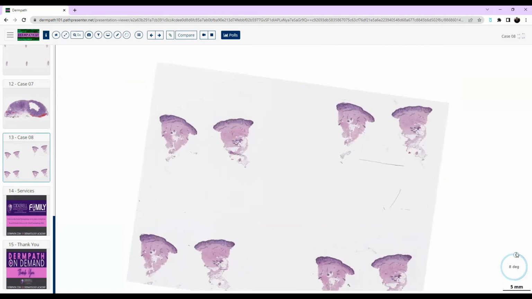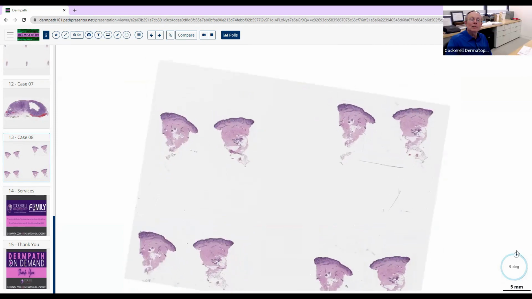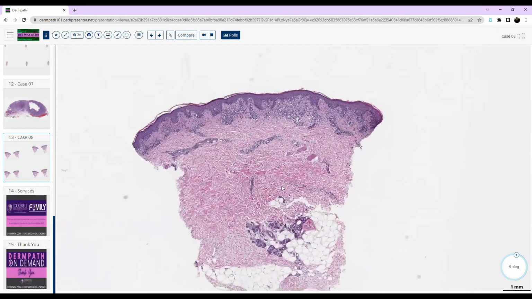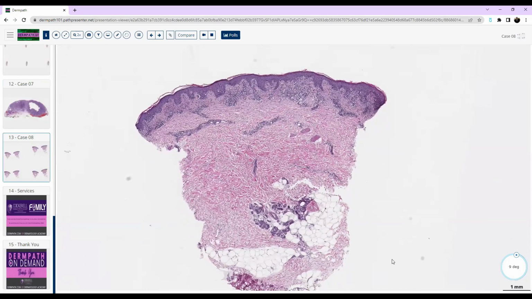Good morning, Dr. Cockerell. I'll be doing this one. Okay, excellent. We have a punch biopsy here. From a higher view, it looks like there's an infiltrate in the upper layers of the dermis, trying to decide if it's neoplastic or inflammatory. I feel like it's kind of difficult at this power. But do you think the cells in here are inflammatory cells, or you think they're neoplastic cells?